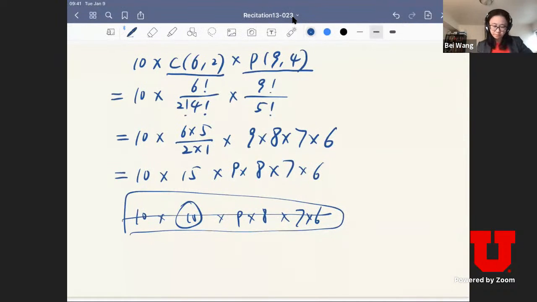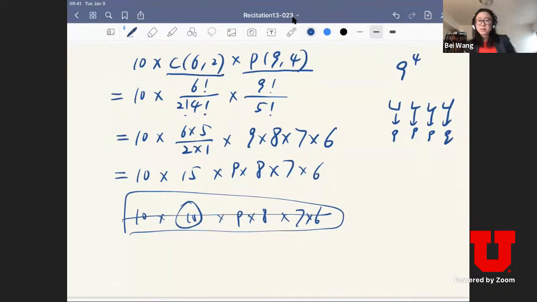Next question is, why is 9 to the 4th wrong instead of a permutation of 9 and 4? Yes, that is a common mistake for this type of problem. If I do 9 to the 4th, what you are doing is saying that I have 4 locations and each of the locations has 9 choices. That's how you arrive theoretically at 9 to the power 4.